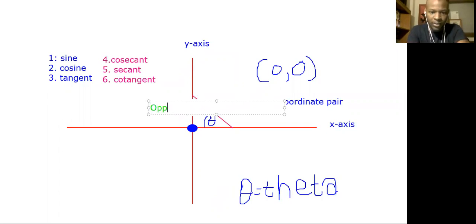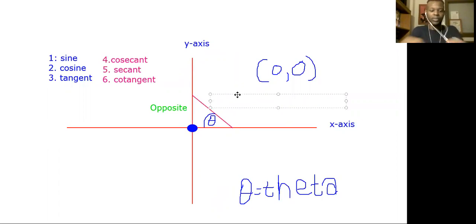OPP with a capital O. Okay, so we have opposite. And then if you've been studying math for a couple of years, you should know by now that this side of a triangle is called a hypotenuse.